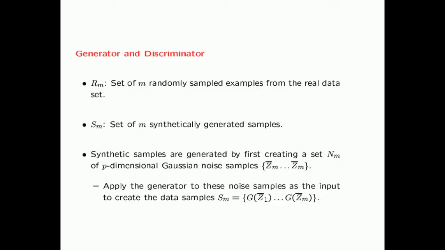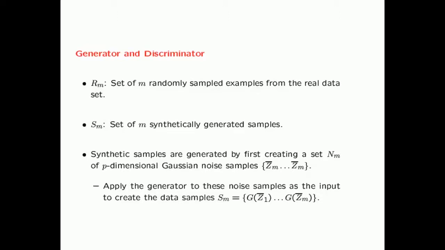The way the generator generates these samples is that it is like the decoder of an autoencoder. A decoder has a code which is created by the encoder. However, in the case of the generator, the decoder just takes in p-dimensional Gaussian noise samples. So it can be any p-dimensional Gaussian noise sample, and you can apply the generator to this noise sample as the input to create the generated samples, G(z1) through G(zm). These G(z1) through G(zm) are the generated samples which look as close to the training data as possible.